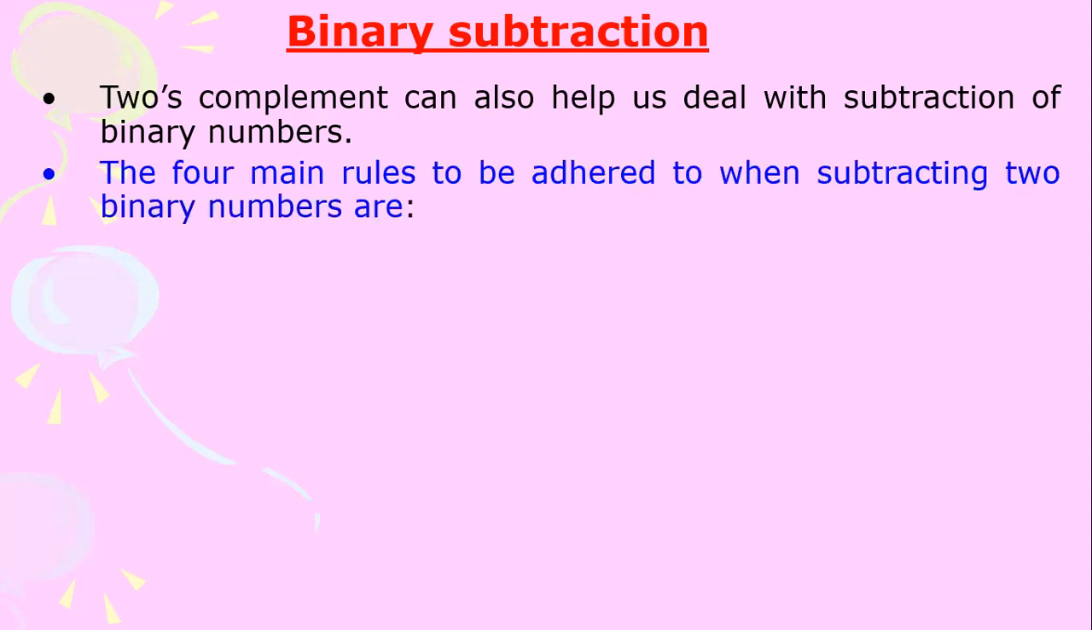There are 4 main rules to be adhered to when subtracting 2 binary numbers. These rules are: number 1, 0 minus 0 gives us 0. The second rule, 1 minus 1 gives us 0.